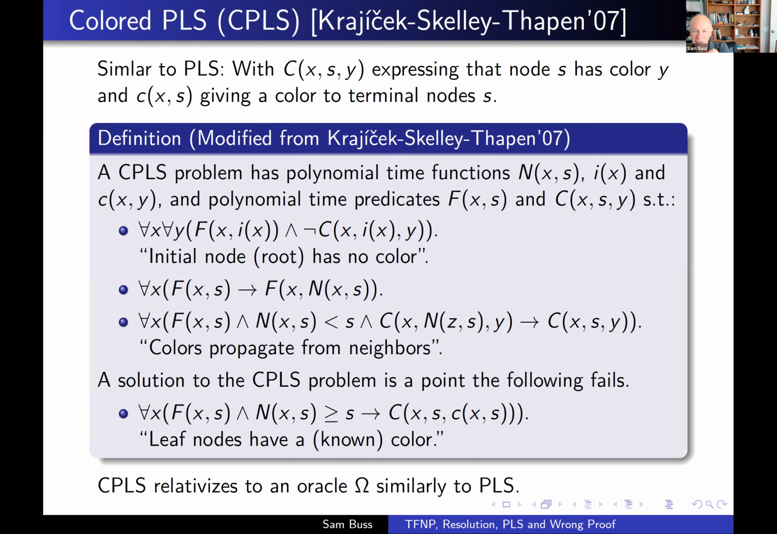So for all X, if S is feasible, and I should probably put some variables in there, I'll update my slides with some variables here. If f of X, S holds, and the neighbor of S is greater than or equal to S, then the little c function gives us a color that holds there. And then we can relativize this, of course, with an oracle, just the same way we did PLS. Okay, so that's the definition of CPLS.